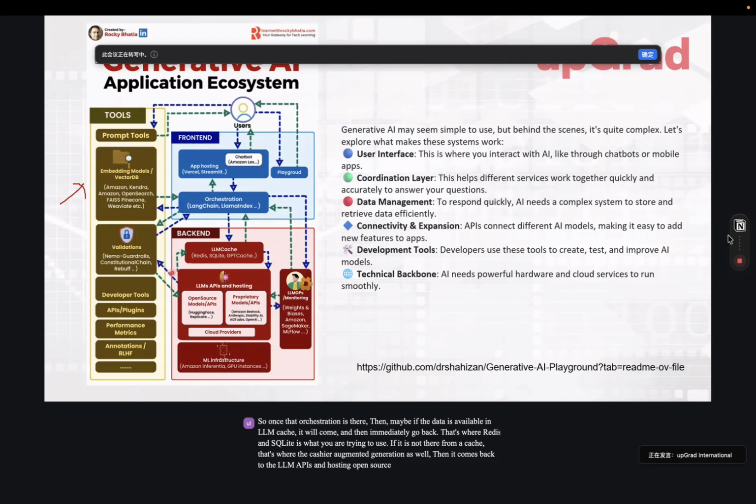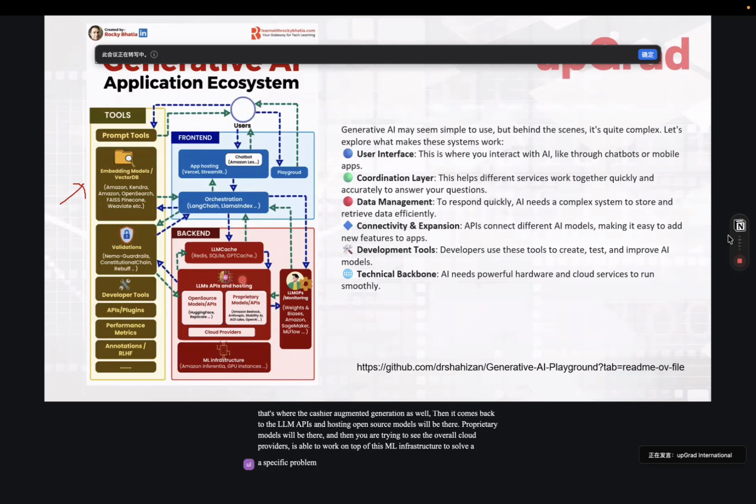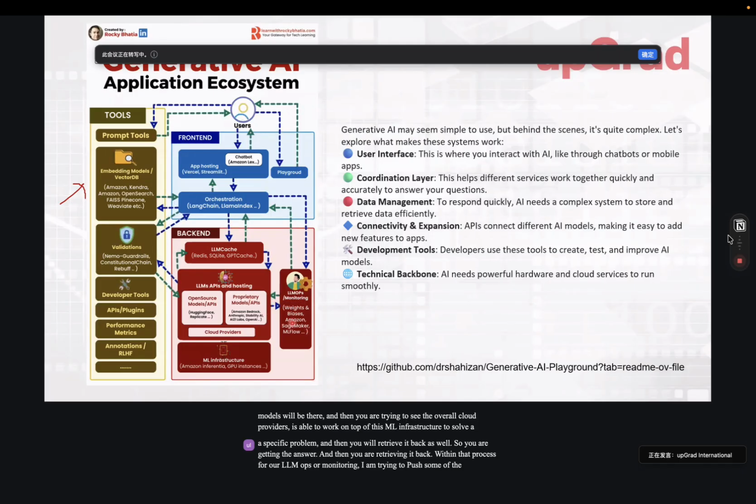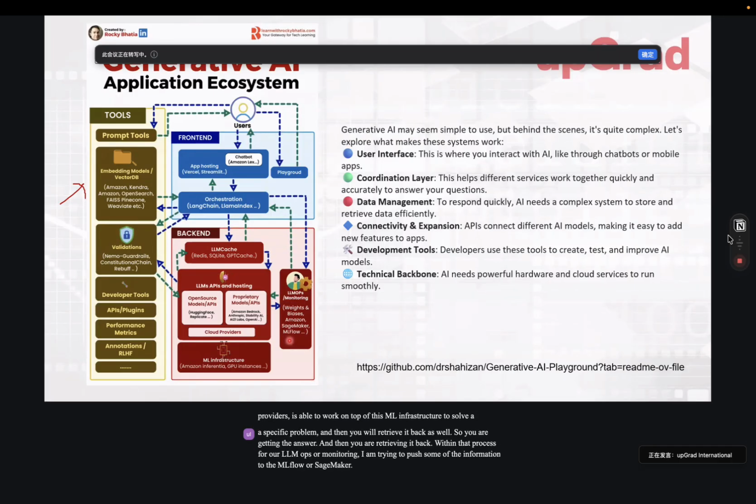Open source models will be there, proprietary models will be there, and cloud providers work on top of this ML infrastructure to solve a specific problem, and then you retrieve the answer back. Within that process, for LLM ops or monitoring, I push some of the information to MLflow or SageMaker. Within that, we do have a lot of embedding.